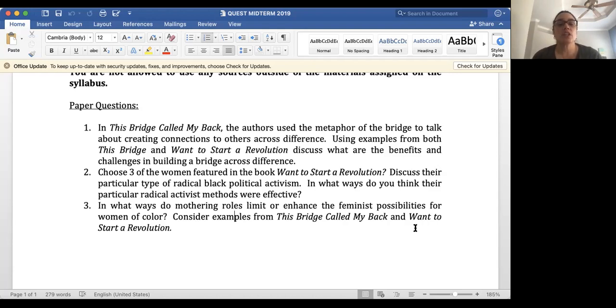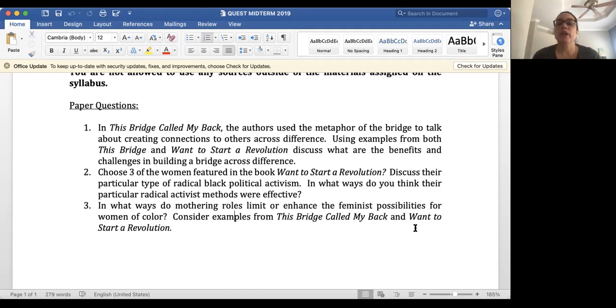The final question: in what ways do motherly roles limit or enhance the feminist possibilities for women of color? Consider examples from This Bridge Called My Back and Want to Start a Revolution. So in both texts, we saw examples of women talking about their mothering roles, right? And how these either enhance or limit the possibilities for feminist activism for women of color.